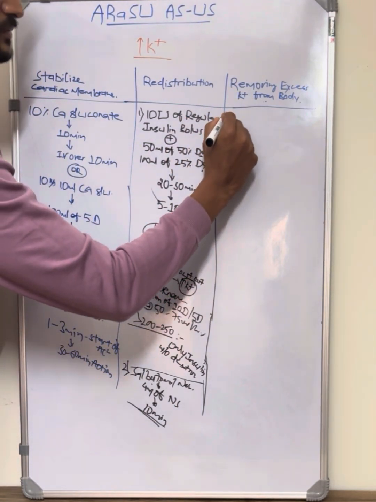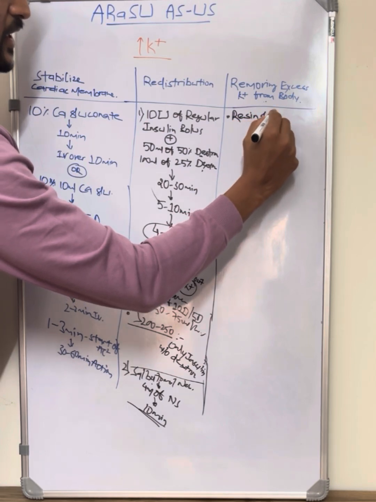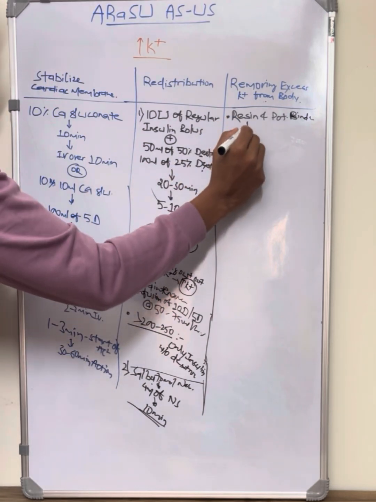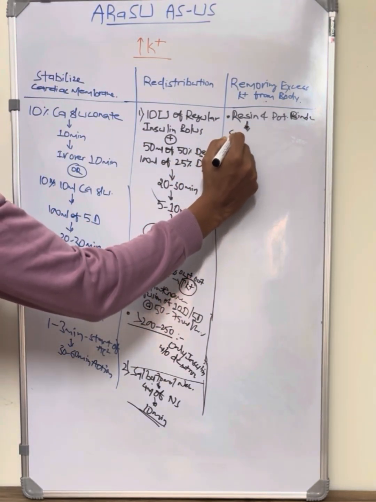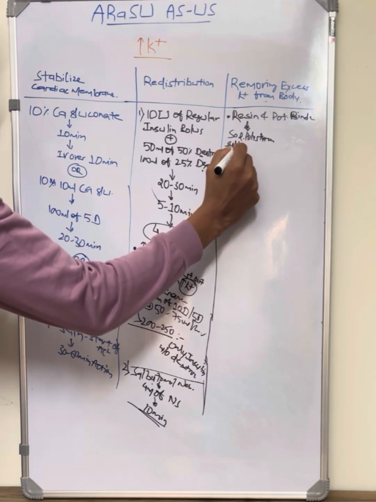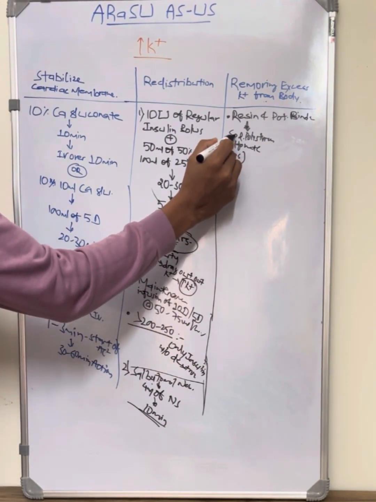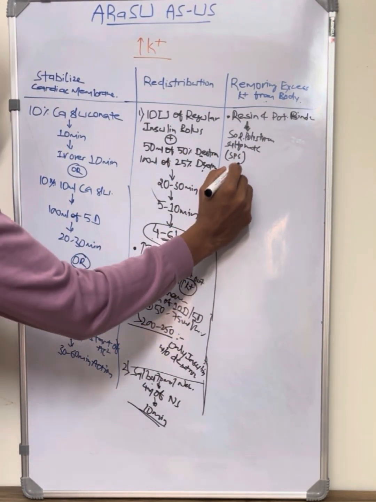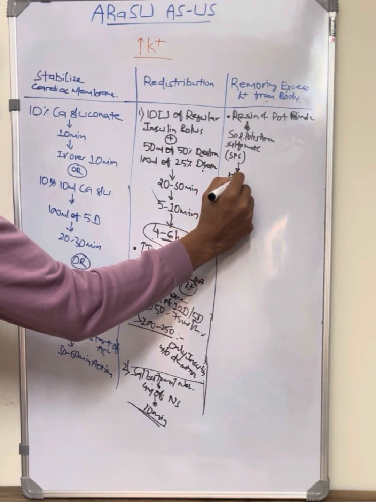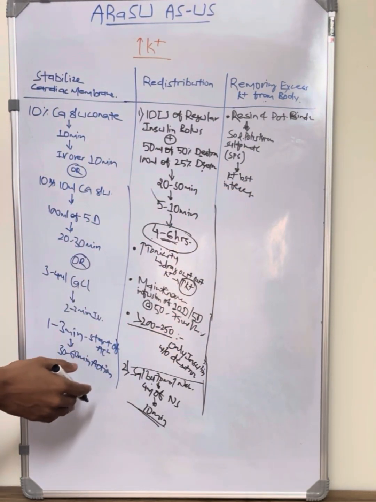For that, there are numerous resins and potassium binders in the market. For example, when it comes to resins, we know that there is sodium polystyrene sulfonate, that is SPS. What it will do is exchange sodium with potassium in the gut. So potassium will be lost in feces. That's how it will try to remove potassium from the body.